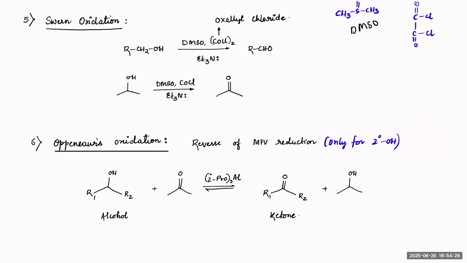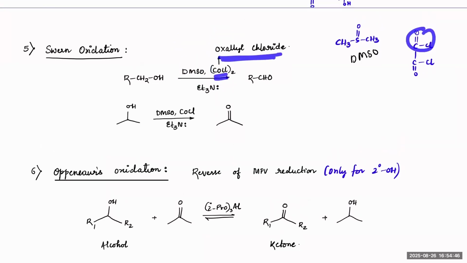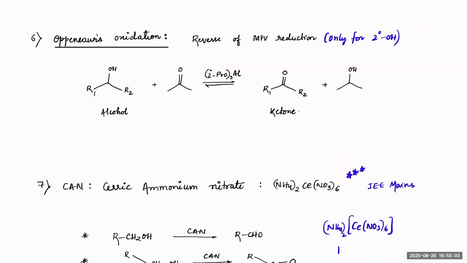Next, Swern's oxidation has similar logic to that of PCC and PDC. If you have a 1 degree alcohol, using DMSO in the presence of COCl twice, that is called oxalyl chloride, that means oxalic acid with a chloride group, and then triethyl amine as a solvent, that will convert 1 degree to an aldehyde, 2 degree to a ketone, and 3 degree no reaction. Oppenauer's oxidation, I told you already earlier.